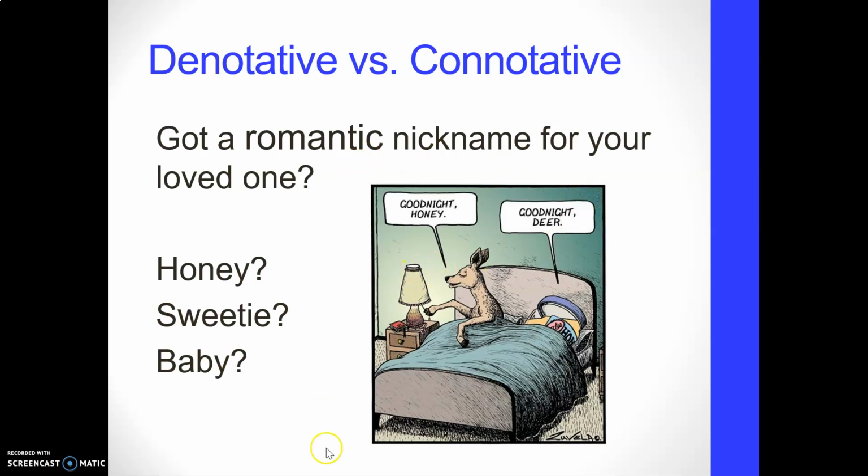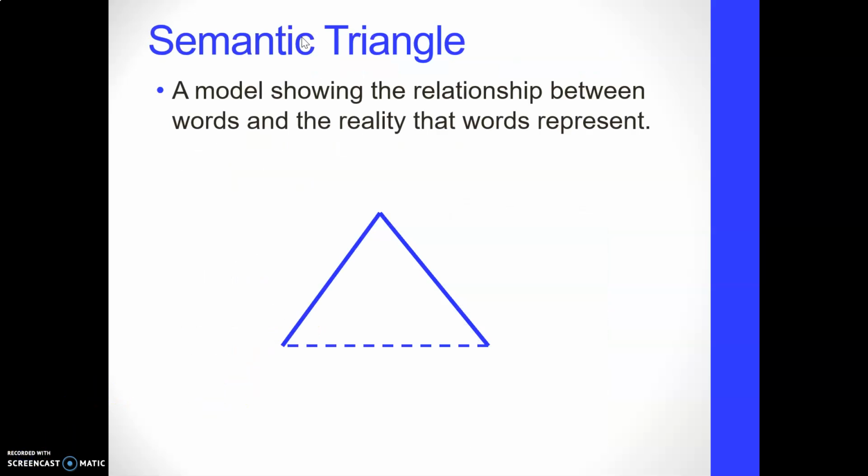And here is a kind of graph. If our word only had this denotative meaning, it would look like this. Good night, honey, and good night, dear. Okay, just for fun. Okay, so hopefully you guys have a good understanding of this semantic code, the connotative meaning and the denotative meaning.